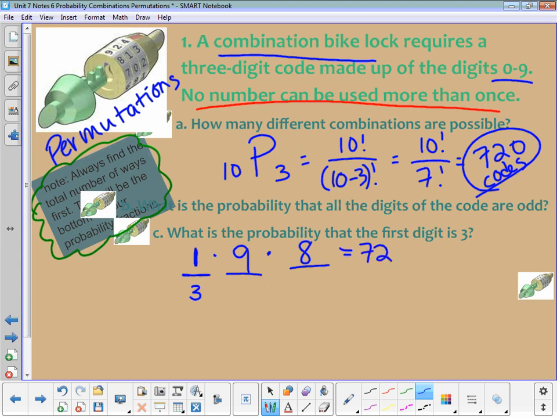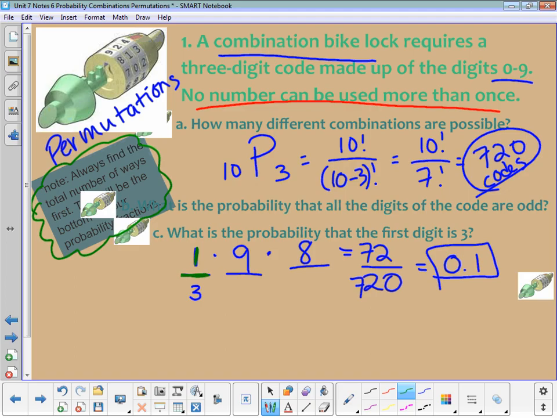And again, I have 720 total possibilities. 720 possible codes, so 72 out of 720. That's the same thing as 0.1. So let's just talk through how I got these numbers here again.